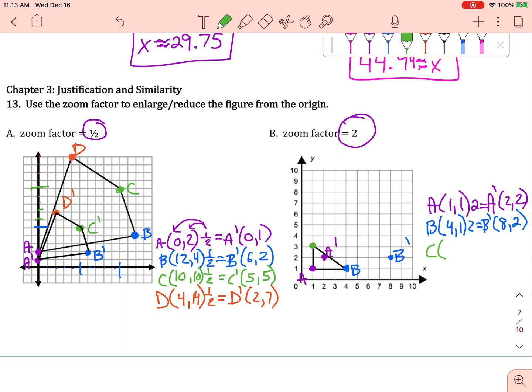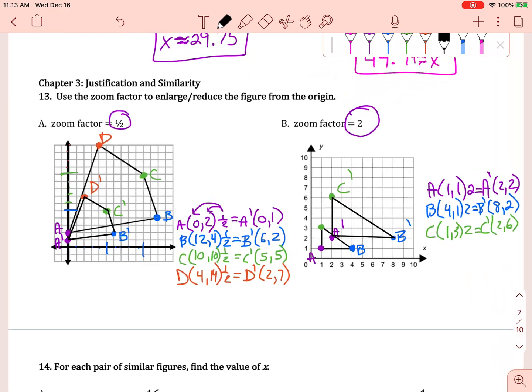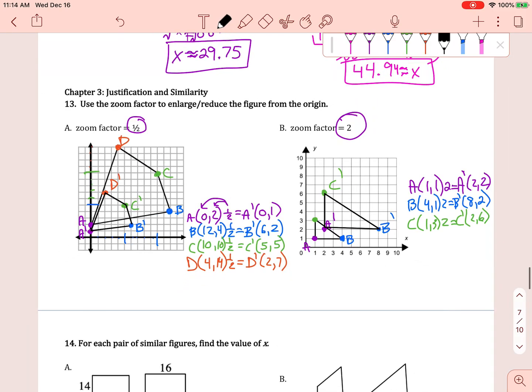And the last one is we have C, which is at the point 1, 3. We're going to multiply by 2. We get C prime, which is at the point 2, 6. Call this C prime. Again, connect your points so you can see, look at this. It's still a right triangle, and it's the same shape. It's just a different size. That's what happens with the zoom factor. I'm going to pause this here and make a part 3.